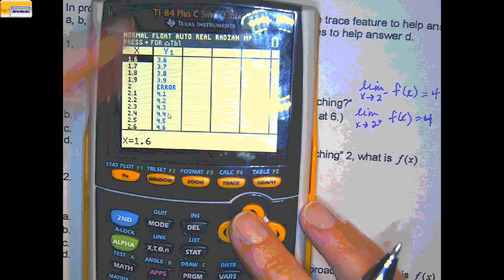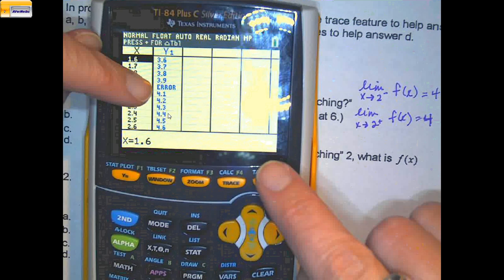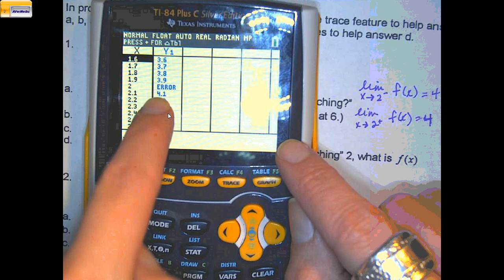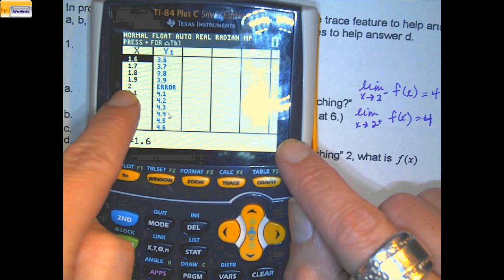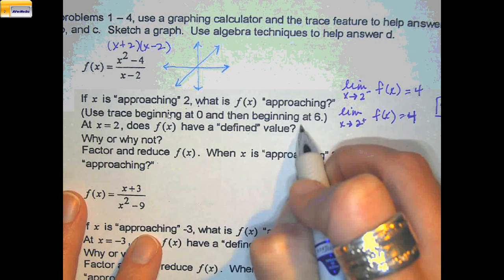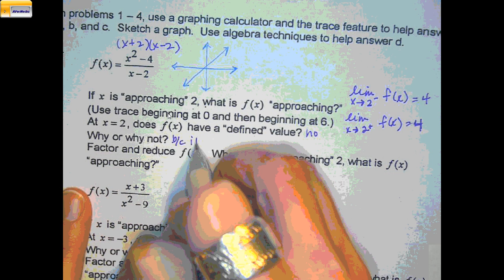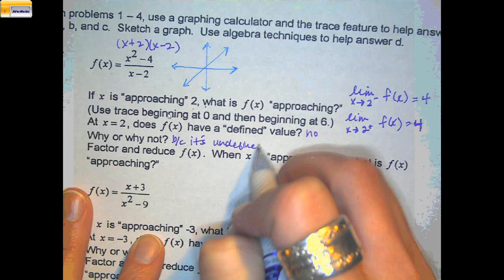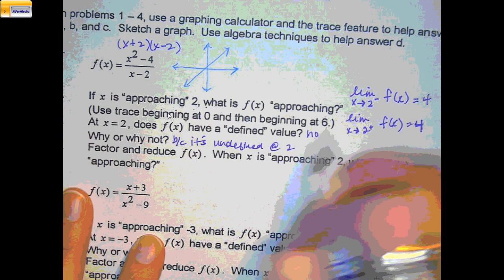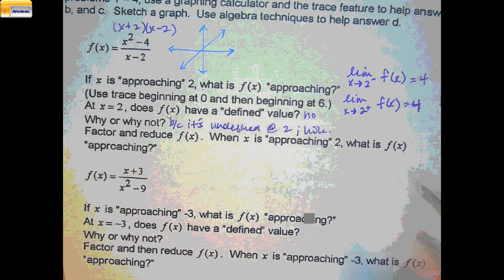And you kind of push up and down as you're coming in from the left-hand side of the graph. It's getting close to 4, and then there's an error. As you're coming in from the right-hand side of the graph, you're approaching 4, and then there's an error. So according to this, right at 2, it's undefined. So we say, no, it doesn't have a defined value. Why or why not? Because it's undefined at 2, or there's a hole there, or point discontinuity, or whatever you want to say on that.